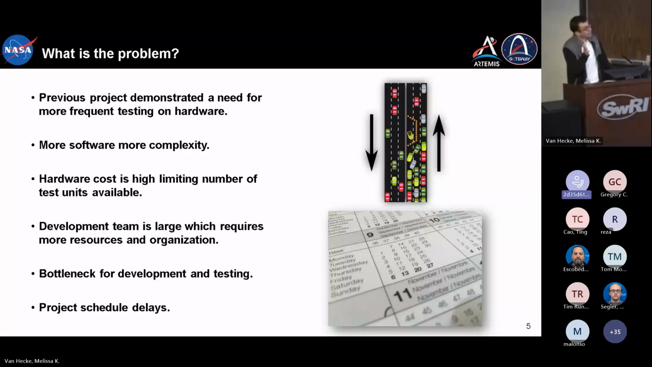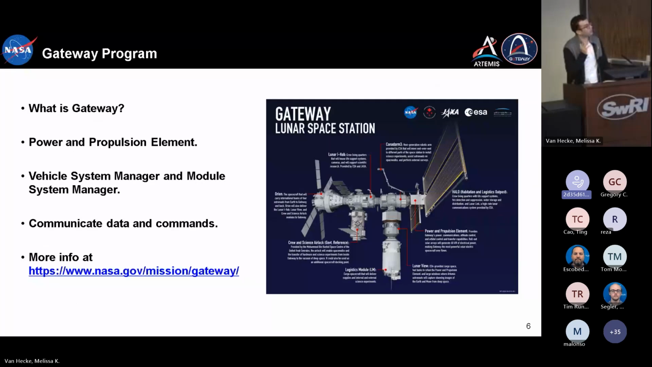Now, I wanted to give some context to the project. It's the Gateway program, which is a lunar space station. There's a couple of modules. I don't want to go too into it because this could be a presentation in itself, maybe for Flight Software Workshop next year. The module that my team is working on is the power and propulsion element. Another component being launched at the same time is the HALO, which is the Habitation and Logistics Outpost.